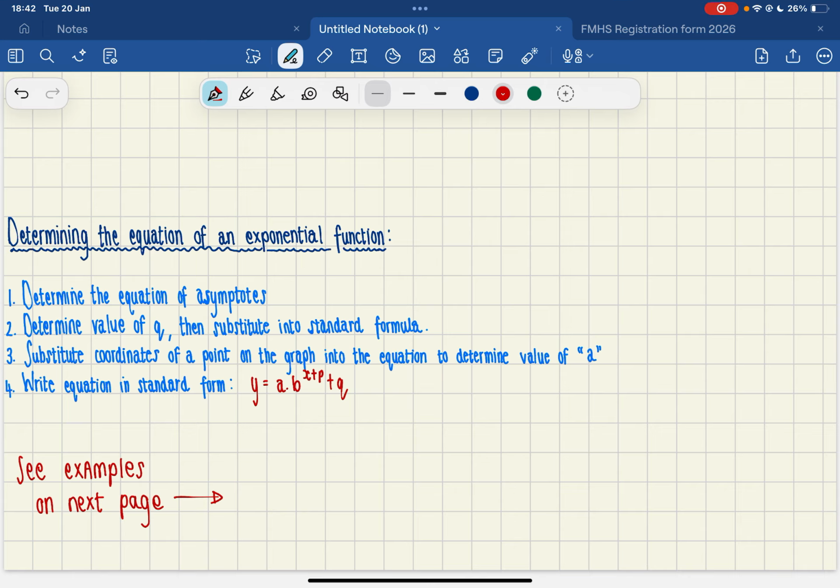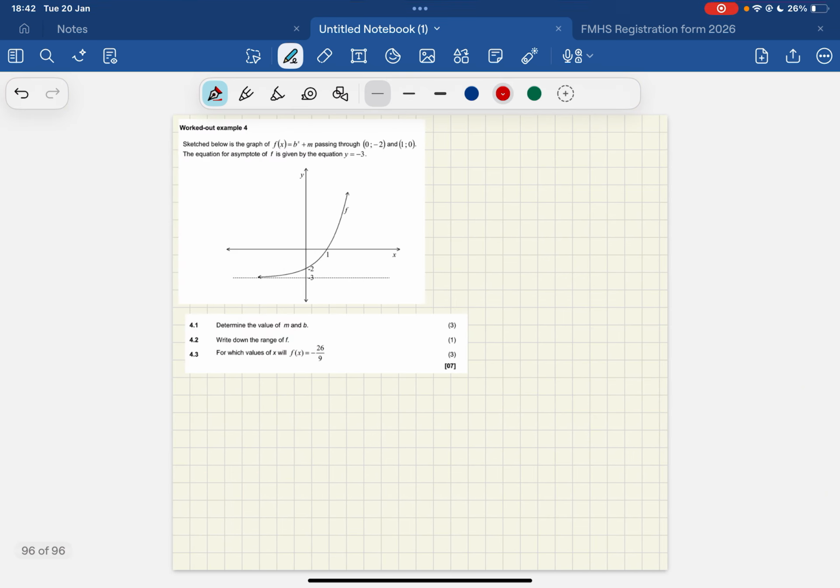I will repeat again. Find your asymptote, obtain the q value. Substitute the q value into your standard form as well as the point that's been given on the graph. Solve for a, write in standard form. Let's quickly just do this.